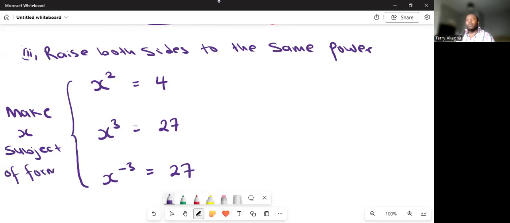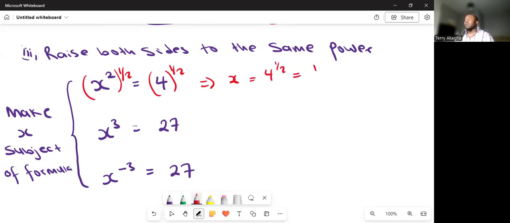So what you can do in this case is raise both sides to the power 1 over 2. Because 2 times 1 over 2 is going to give you x raised to the power 1, and that will give you 4 raised to the power half, and that will give you plus or minus 2. So please go to the laws of indices and quadratic equations. You can see that there.